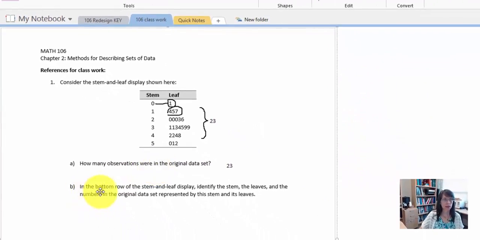Part B says, in the bottom row of the stem and leaf display, identify the stem, the leaves, and the number of the original data set represented by the stem and leaves. So we will look at the stem, leaves, and the original data set represented by the stem and its leaves. So in our last row, we have stem of 5. Our leaf values are 0, 1, and 2. So when we pair each leaf with the stem of 5, we're generating the numbers 50, 51, and 52.